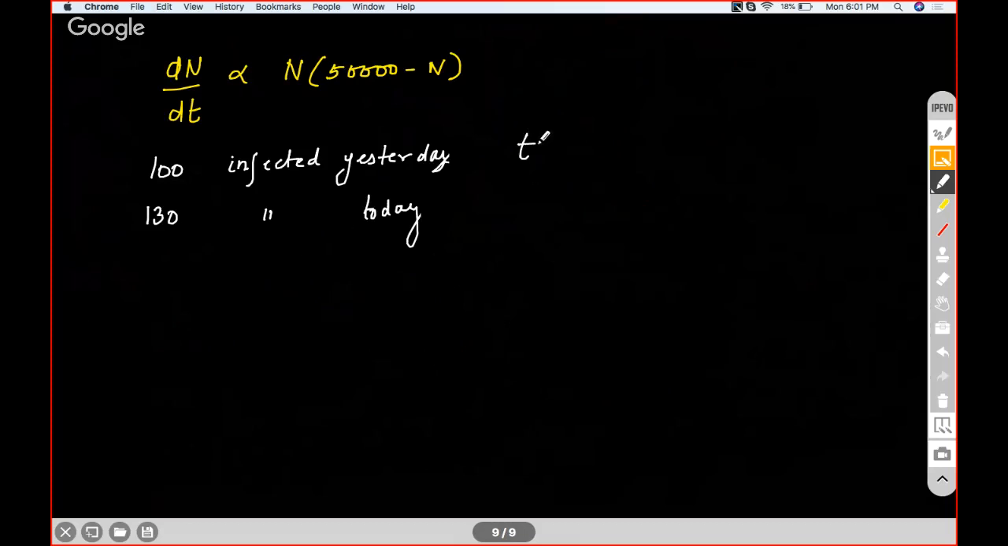So yesterday was t equal to 0. Today is t equal to 1. A week hence will be t equal to 8. Solve this.